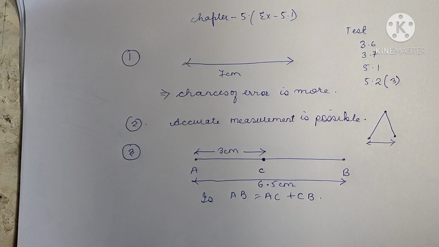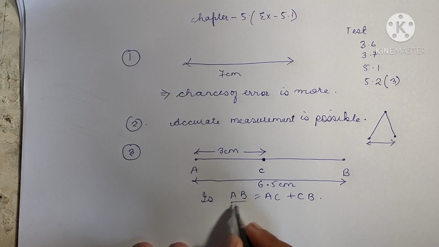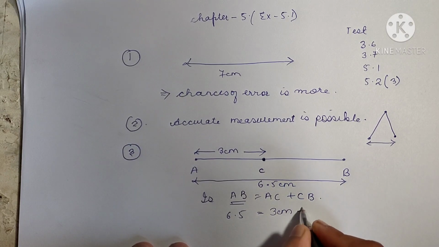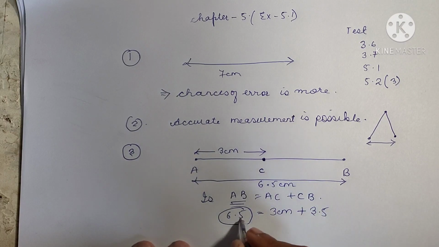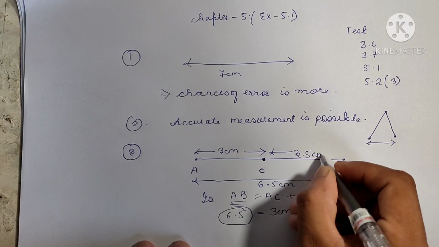Then we have to check what is the length of BC, because we know that AB, whatever the length, we get 6.5, isn't it? And AC, we found out that it is 3 centimeter, and we have to also make it equal to AB. So what will be the answer for CB? 3 plus 3.5 will give you 6.5. That means the answer for this is 3.5 centimeter.